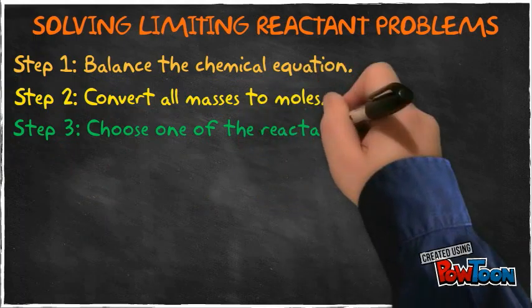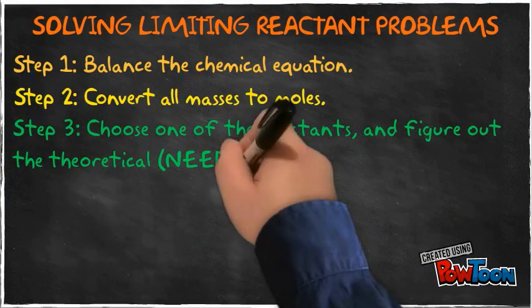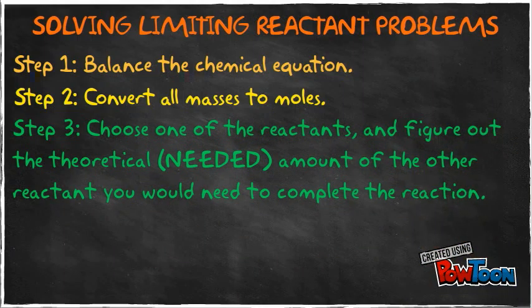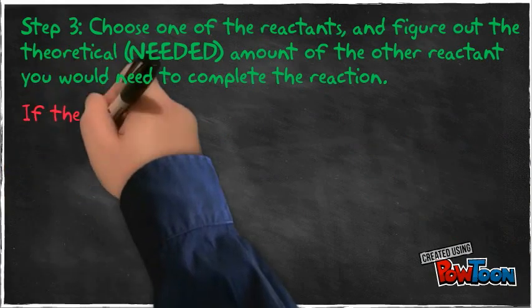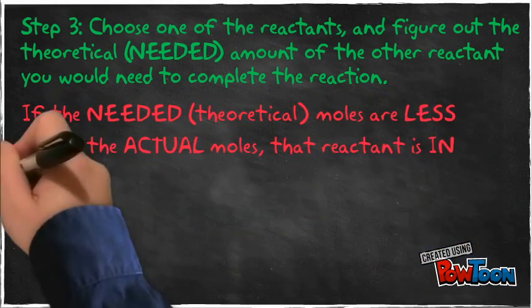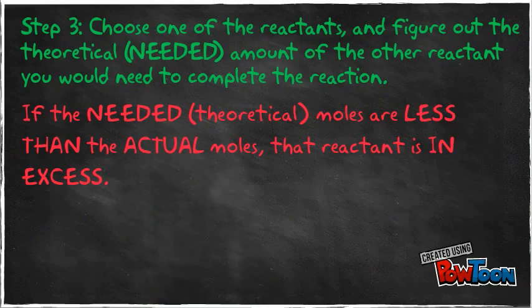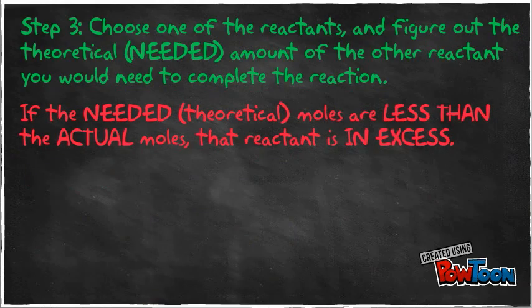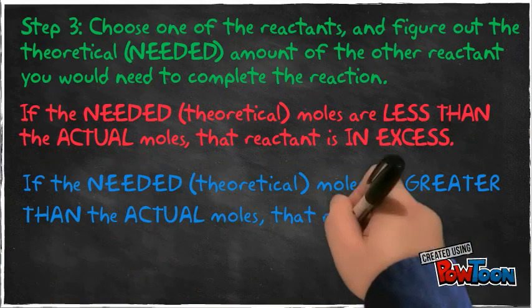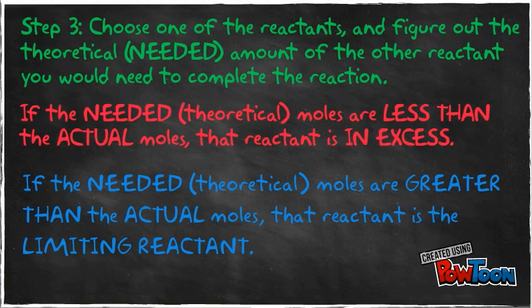Step 3. Choose any one of your reactants and use the actual molar amount of that reactant to figure out the theoretical amount of the other reactant you would need in order to complete the reaction. If that theoretical amount is less than your actual amount of that reactant that you calculated from step 2, then that reactant is in excess. If that theoretical amount is greater than your actual amount of that reactant that you calculated from step 2, then that reactant is the limiting reactant.